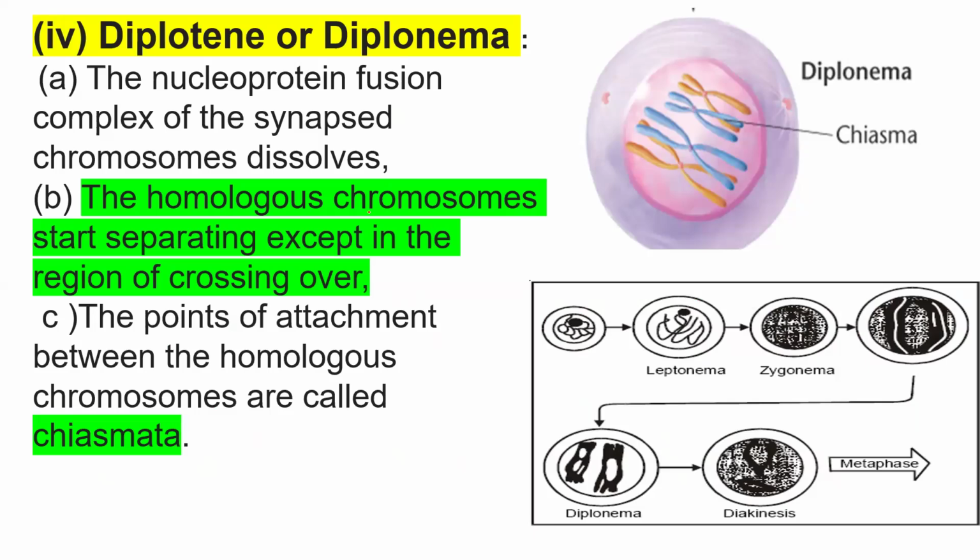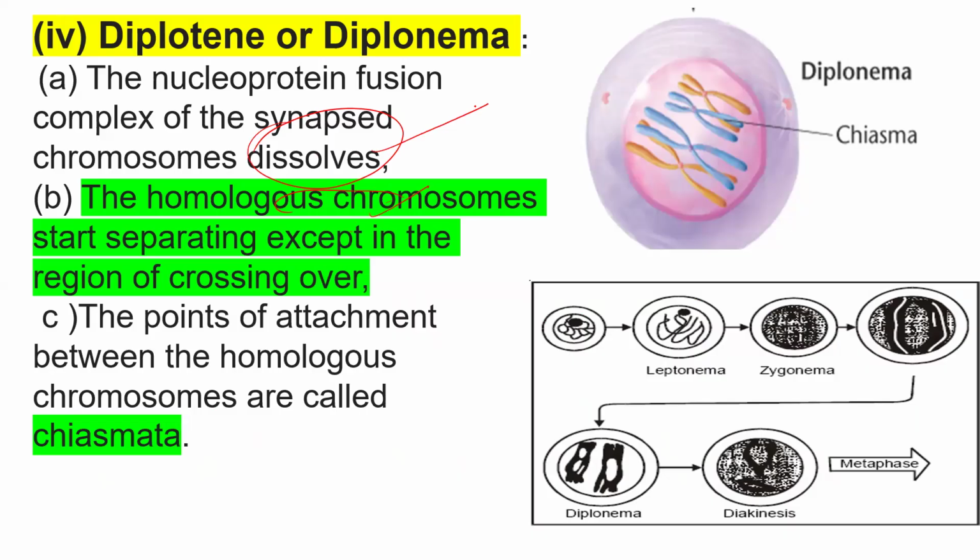In the diplotene stage, the nucleoprotein fusion complex of the synapsed chromosomes dissolves because the homologous chromosomes start separating. They are now separated, each acting as a single entity. This is the reason the complex between the homologous chromosomes disintegrates. They start detaching from each other, so the synaptonemal complex dissolves.